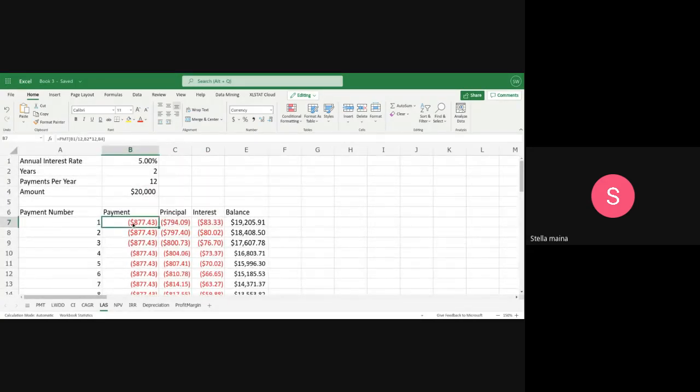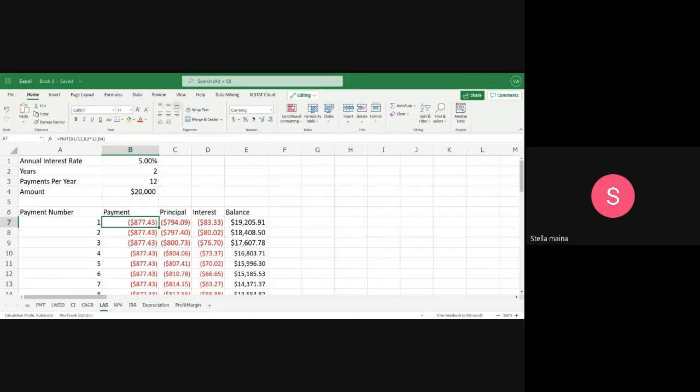Remember to get the payment, to use the PMT function where we put in the annual interest rate. So remember, we are calculating monthly. How much are you going to pay? How much principal are you getting paid as you pay monthly? And the interest that is covered monthly and the balance that remains monthly. So the years that you expect to pay this loan is 2 years. The annual interest rate is 5%, and then the payments per year is 12, meaning that you're paying monthly, and then the amount is 20,000. That's the amount you took or borrowed for the loan.